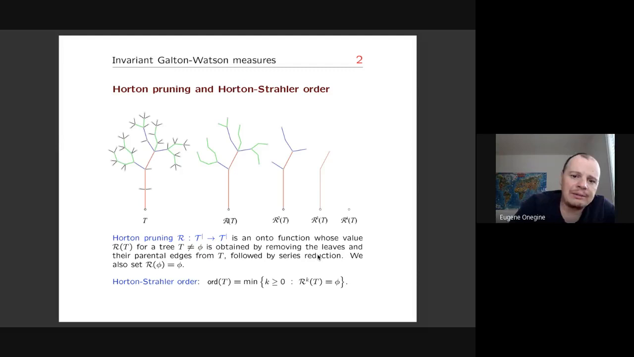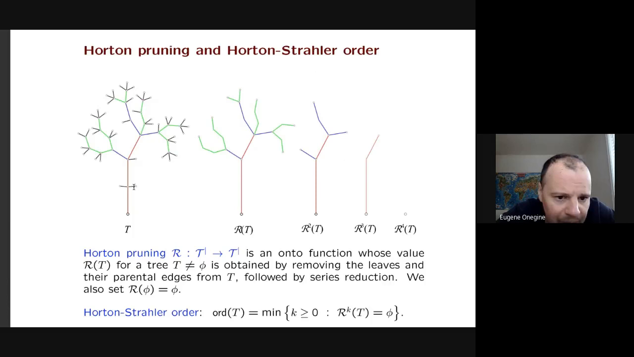Now, next, we introduce the operation of Horton pruning. The operation of Horton pruning takes trees in the space T stem and maps them into trees in the space T stem according to the following procedure. So we look at all the leaves of a tree and look at leaf edges, the edges that connect the leaf vertex to the parent, and then remove all the leaf edges. Here we color-coded leaf edges black. So we remove all the leaves, and then everything is done modulo series reduction.